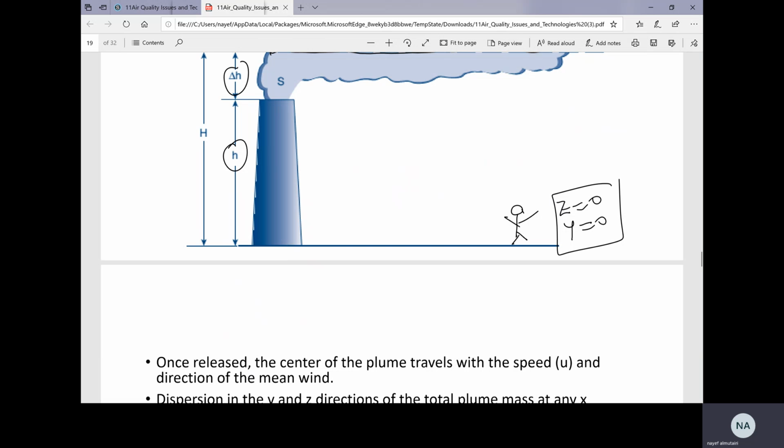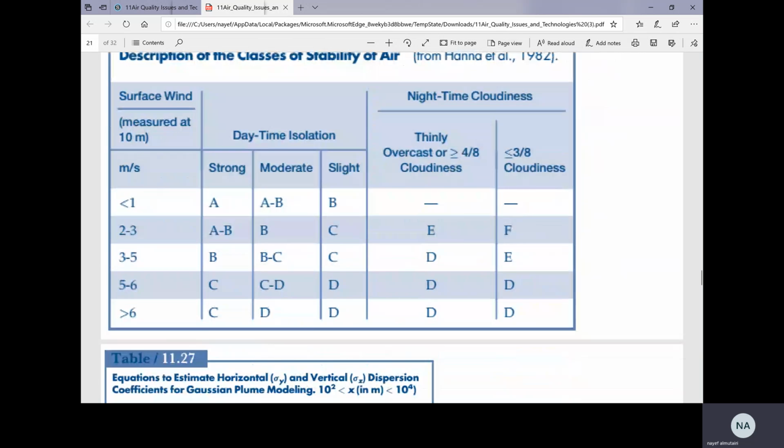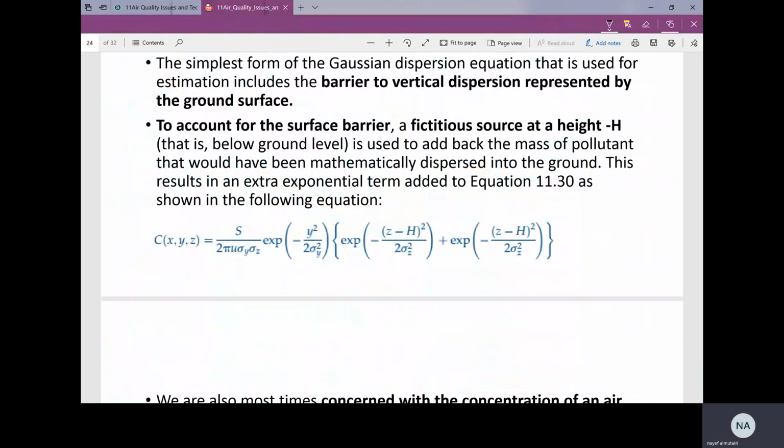So this is the equation. Let me just go to the equation. I'll come to this table in a few seconds. This is the equation that will find out for us the concentration of the pollutant on the x-axis. Again, I'm assuming that y is 0 and z is 0.